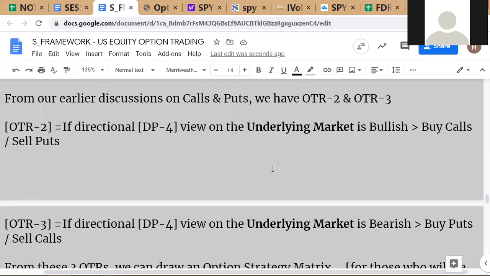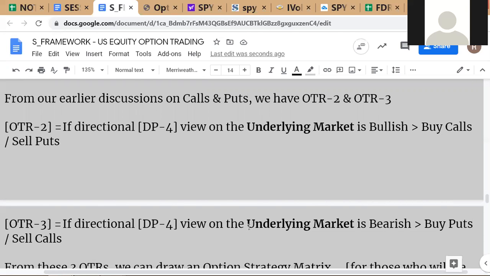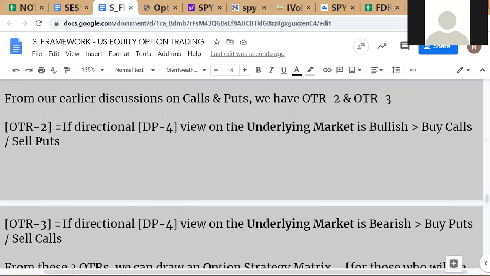So now my advice is more specific. If my underlying market view is bullish, I'm a buyer of calls and seller of puts. And you can work out the flip side logic. I'm not going to go into that at this stage because I want to go to the matrix today. If the underlying market view is bearish, you obviously will reverse that. Instead of selling puts, you will buy puts, and instead of buying calls, you will sell calls. This you work out for yourself.